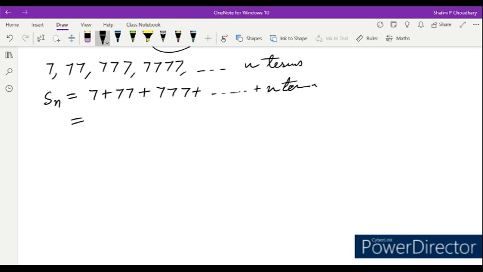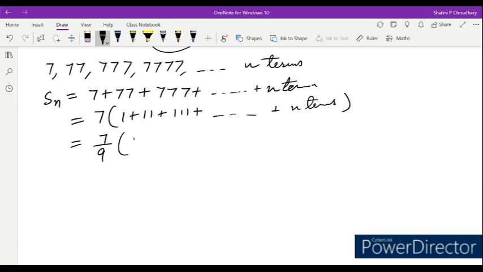So here what we'll do, we can take 7 common. So what we'll get, 1 plus 11 plus 111 plus dot dot dot up to n terms. Now if we divide this by 9, why 9? Because 9 is equal to 10 minus 1, and for 10 and 1 we can take parts. So when we divide it by 9, we have to multiply by 9. So it will be 9 plus 99 plus 999 and so on up to n terms.